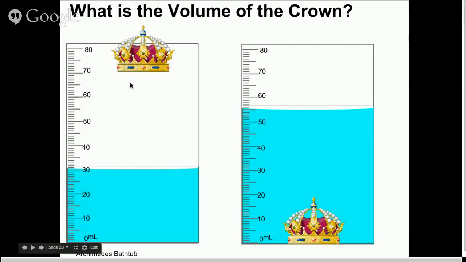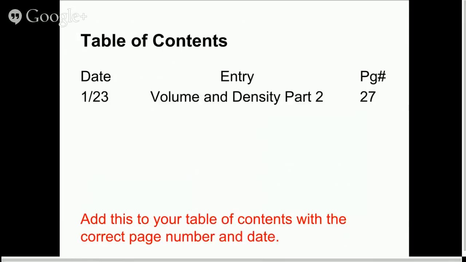So what he did is he took his crown and put some water in his bathtub. Then when he put the crown in his bathtub, the water level rose up to this level. So I'd like you to add this to your table of contents with the correct page number and date. This is part 2. Go ahead and pause it.